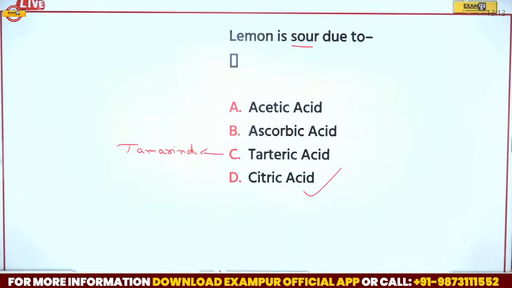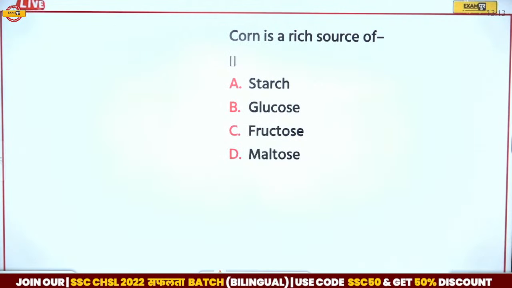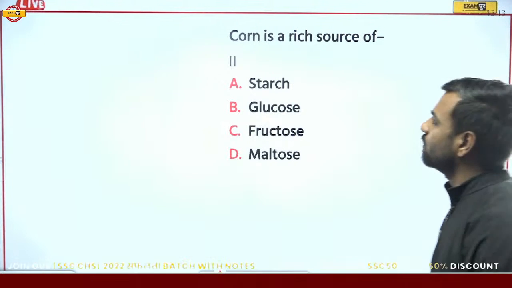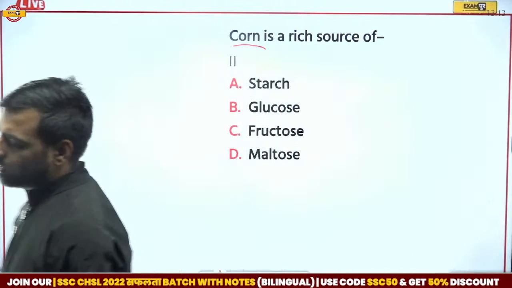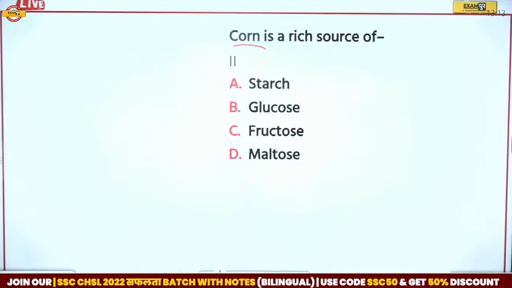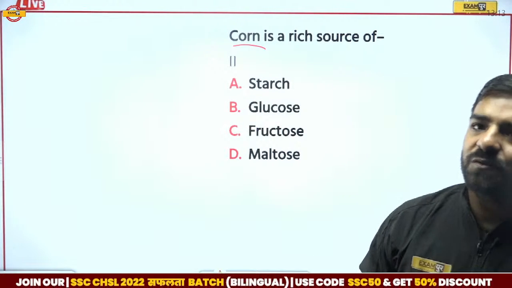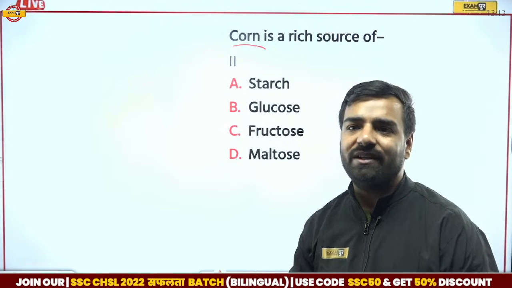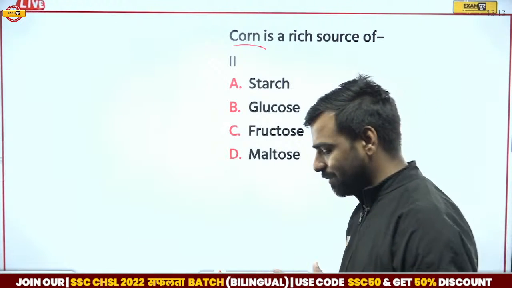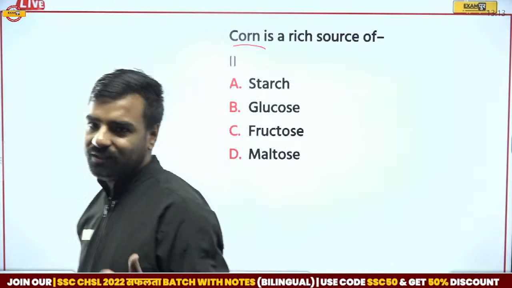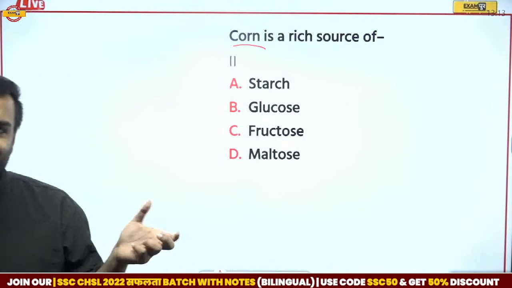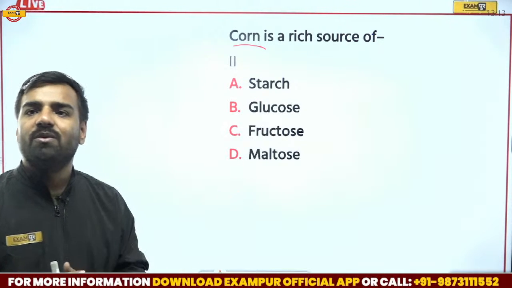Now let's move forward with the next question. Corn is a rich source of what? Is it starch, glucose, fructose or maltose? Corn. Everyone loves sweet corn. And I guess you might have taken momos, everyone's favorite. So those fried momos with those corn. I don't know how many of you have tried. If you have not tried, you can go with it. Try that cheese and corn combo.